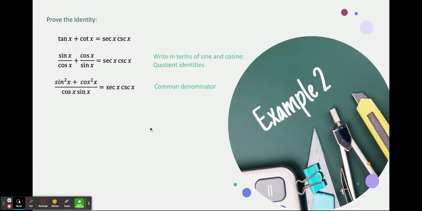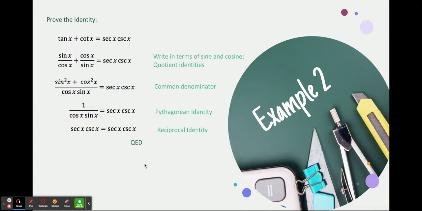Now you'll see the numerator is a Pythagorean identity and is equivalent to 1. Sine squared plus cosine squared equals 1. So it helps to get used to looking at those identities. And then, remember, keep your eye on the prize. We're looking for secant and cosecant. Well, based off of the reciprocal identities, we know that 1 over cosine is secant and 1 over sine is cosecant. So now the left-hand side is equivalent to the right-hand side based off the reciprocal identities, QED. We have completed that proof.